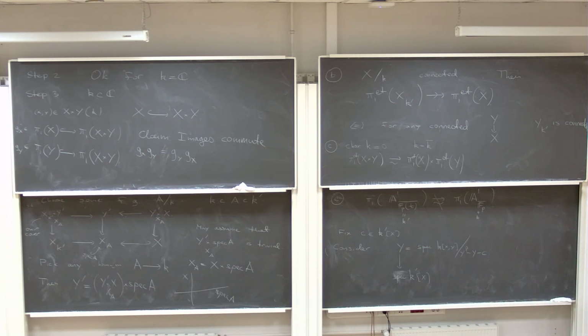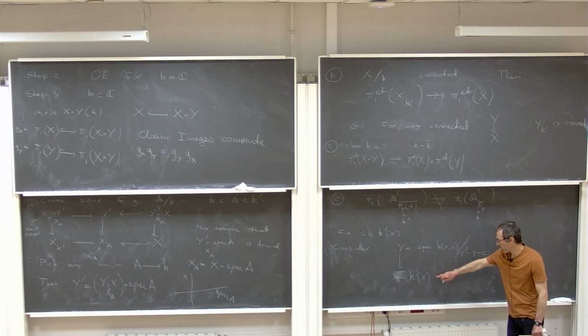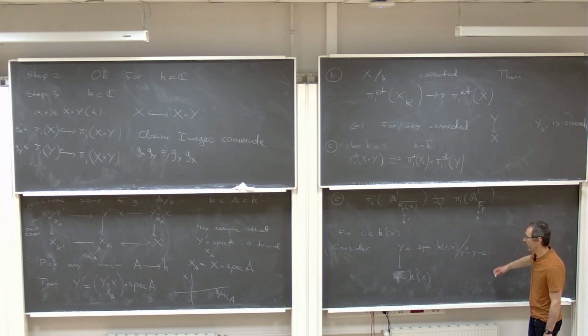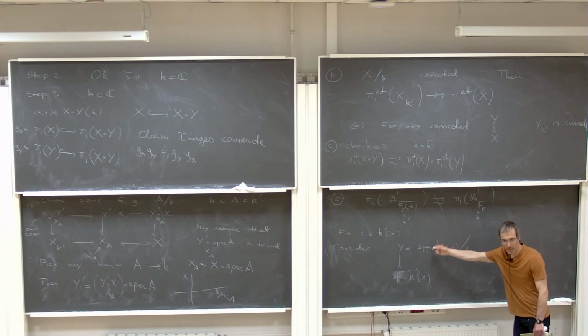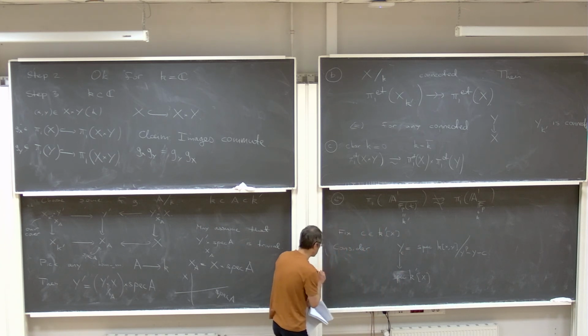So then this is a finite étale cover. Why is it a finite étale cover? Because every geometric fiber consists of p points. So it's a finite morphism, and all the fibers are reduced because they have the same number of points. Let's give a name to this. Let's call it C.